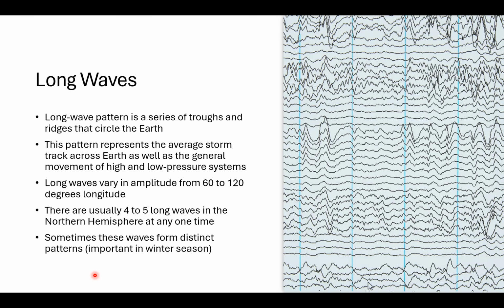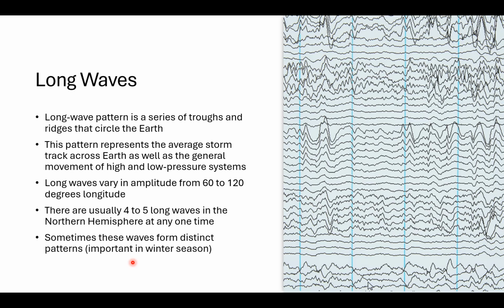Sometimes these waves form distinct patterns. For example, in the winter season, we see distinct long wave patterns, which help us to determine which areas in the northern hemisphere are going to see bitterly cold air masses when we have long wave troughs in place. Or perhaps which areas of the northern hemisphere in the winter season are going to see unseasonably mild or warm temperatures beneath a long wave ridge. So these are very important.